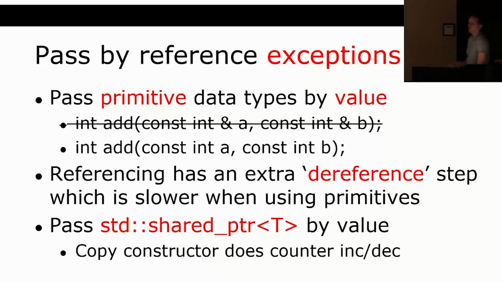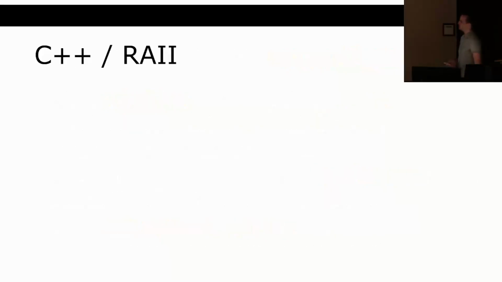And what we're going to see is this thing called a shared pointer, which we're going to be using extensively in the course, which is a smart pointer, which I'll get into in a second. You're going to pass shared pointers by value, because the copying of the shared pointer actually has some context, which is important. So I'll get into that in a second.